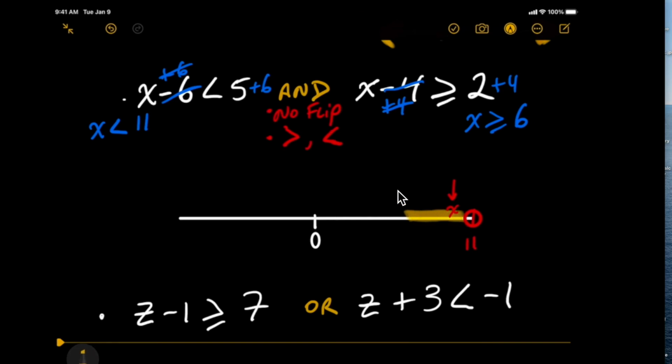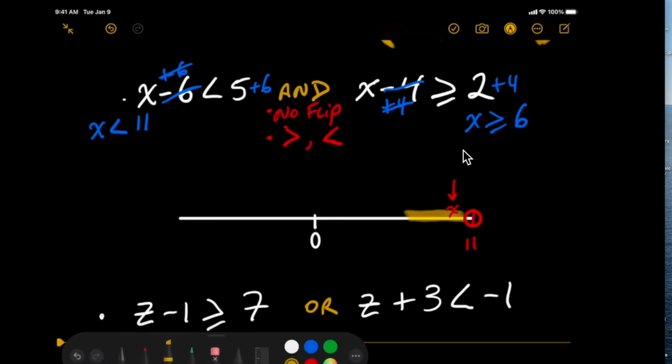But because this is an and problem, and because I'm expecting a dumbbell situation, I'm not going to go crazy with this arrow and do it all the way to the left. I'm going to stop about right there. Now I'm going to do the other expression. I'm going to go to positive 6.